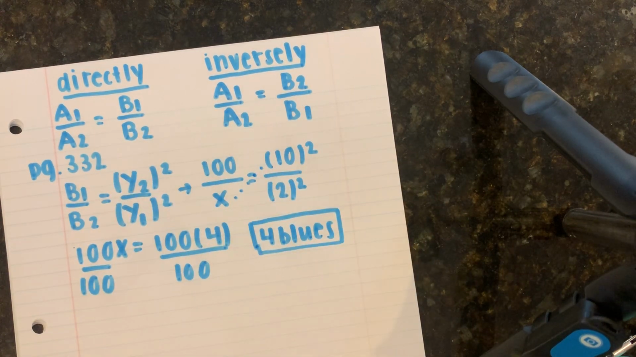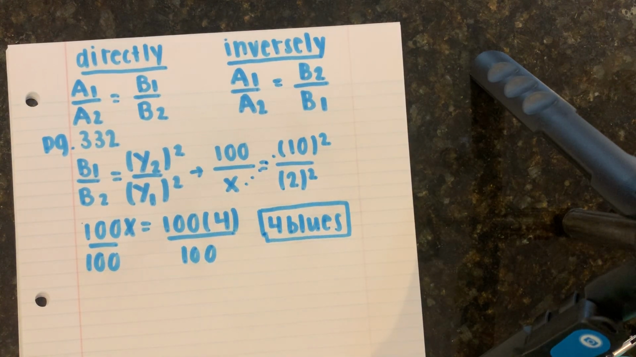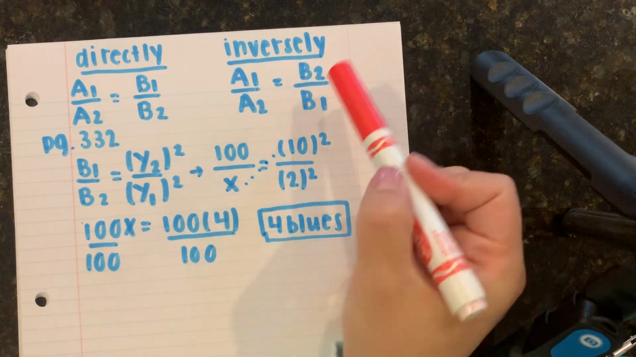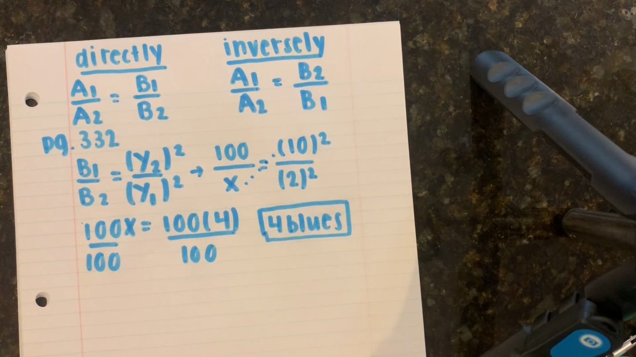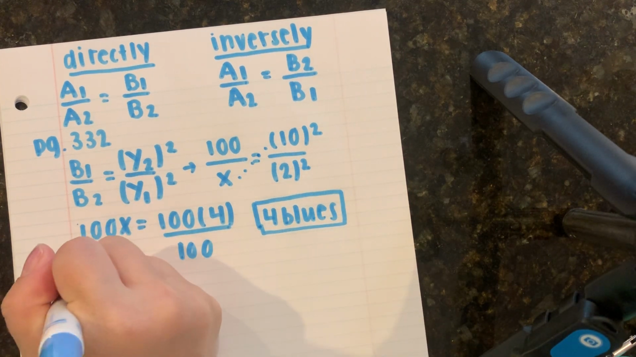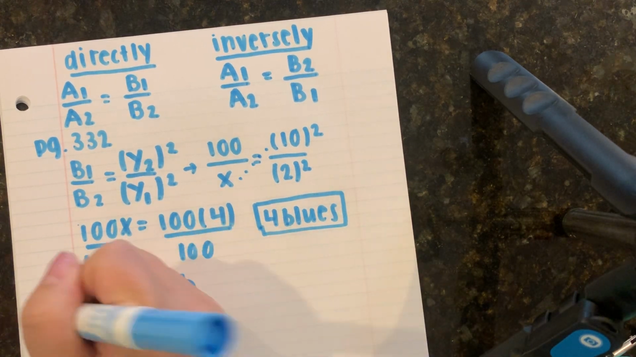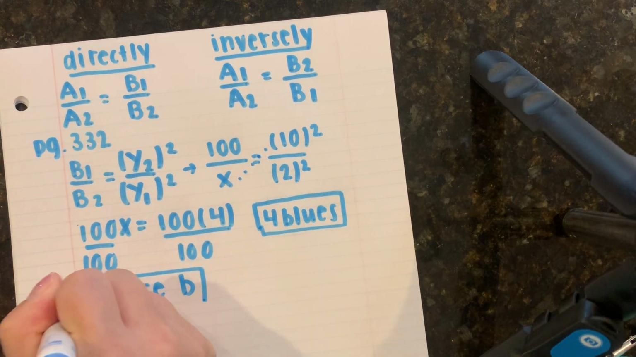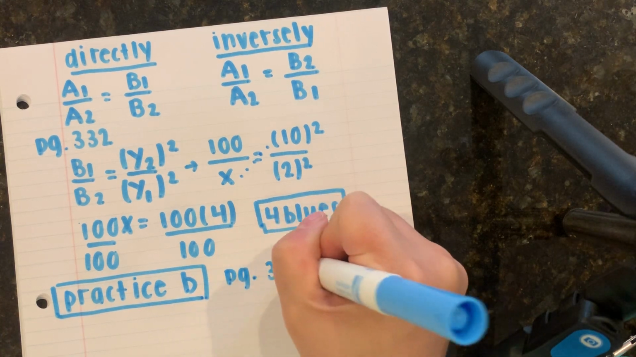So this is your key right here, is your directly and inversely to choose what equation. Just make sure you're paying attention. So if it says inversely as blues squared or blues cubed, that's going to alter this by just squaring it on this one, or if it said cubed, you'd cube it. So now what I want you to do is you are going to be practicing this. I want you to practice this on Practice B, and that is on page 333.